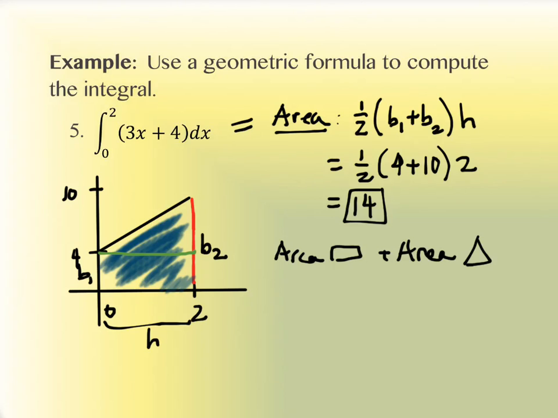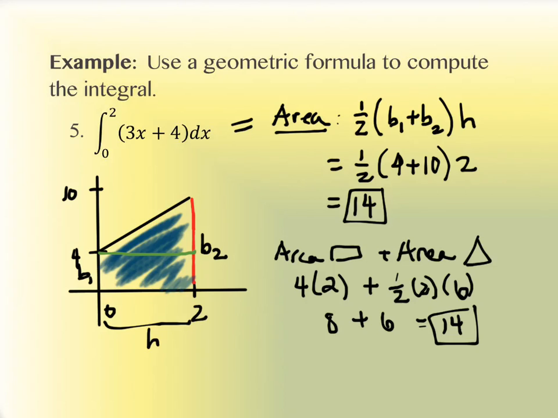All right, so here's the rectangle at the bottom. How would I get the area of my rectangle? Yeah, length times width. So this is 4 times 2. The area of the triangle is 1/2 times the base times the height. So what is the length along the bottom? 2. And then the other one goes from 4 up to 10, so we get 6, right? So this is 8 plus 6, which is 14.